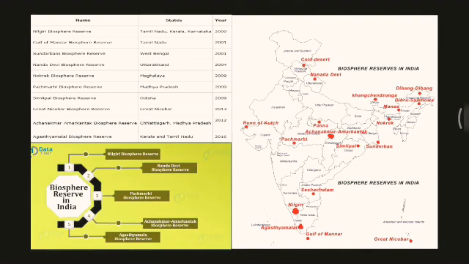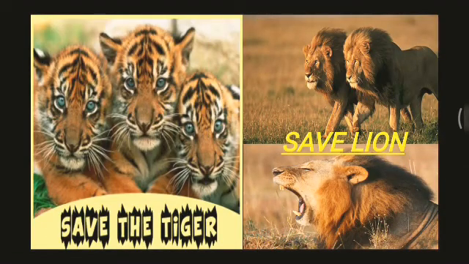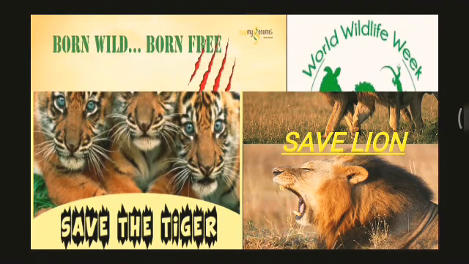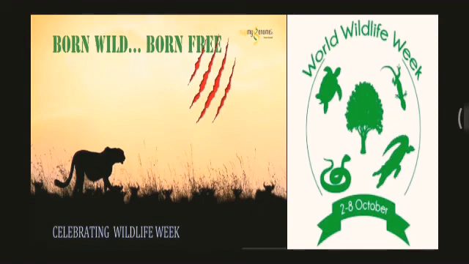Now, like we have Project Tiger in India for the conservation of tigers, similarly in Africa, children, to save lions, there is Project Leonard. Roughly around 20,000 lions are left in the wilderness of Africa. And India observes Wildlife Week in the first week of October every year with the purpose of promoting awareness about wildlife conservation. From 2nd to 8th is the World Wildlife Week.